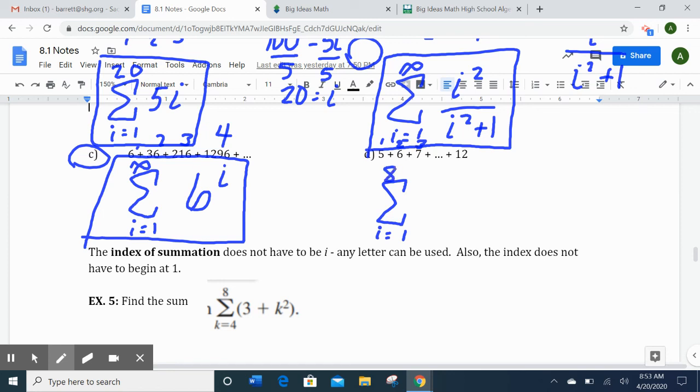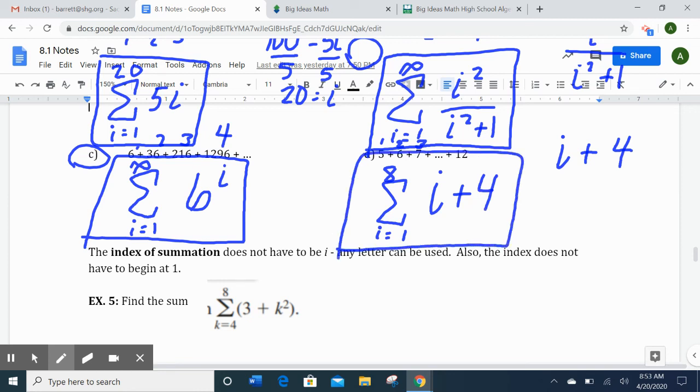And it looks like they took I and they added 4. So they took 1 plus 4 to get 5, they took 2 plus 4 to get 6. So that might be an easier way to come up with the fact that 12 is the 8th term. But that would be the summation notation for that one. So I would read this as the summation from 1 to 8 of the quantity I plus 4. Summation from 1 to infinity of the quantity 6 to the I power.